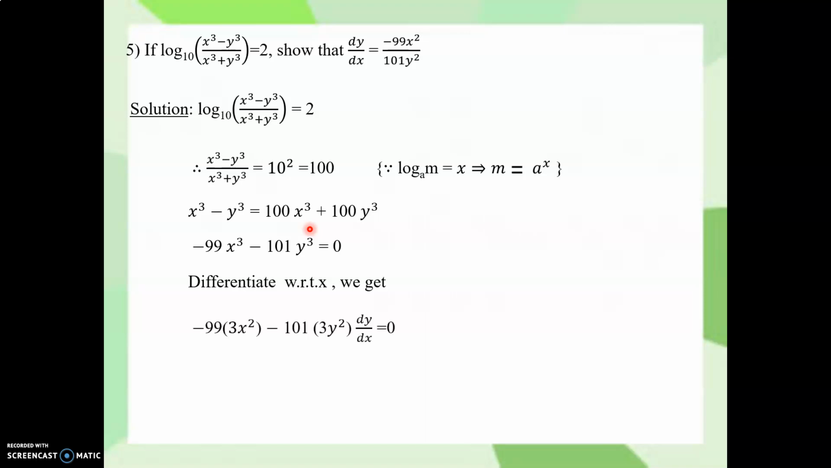Differentiating, we get -99 into 3x^2 - 101 into 3y^2 dy/dx equal to 0. Then dy/dx we will keep to the left hand side, that's equal to 99 into 3x^2 upon -101 into 3y^2. 3 cancel, so you'll get -99x^2 / 101y^2. This is the final answer.